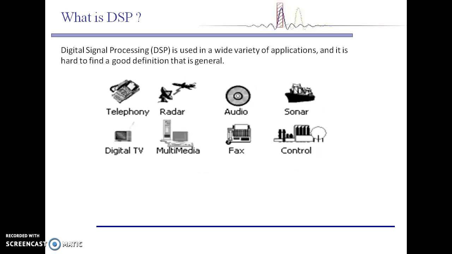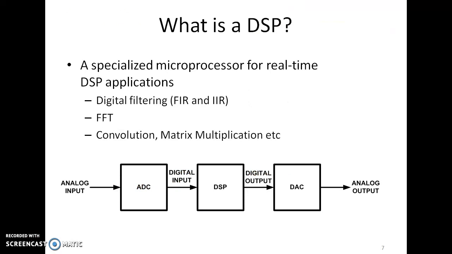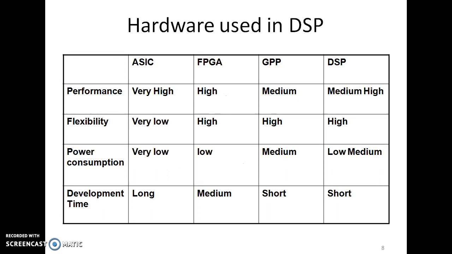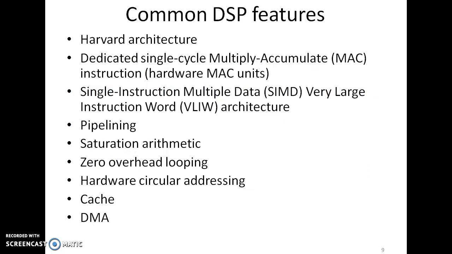DSP is digital signal processing. It has several applications, and it is used to extract important information. So this is the basic block diagram of DSP. Hardware comparisons across various units: ASIC, FPGA, general purpose processor, and DSP processor. By comparing performance, flexibility, power consumption and development time, the DSP processor is most suitable for the hardware application. It follows Harvard architecture.